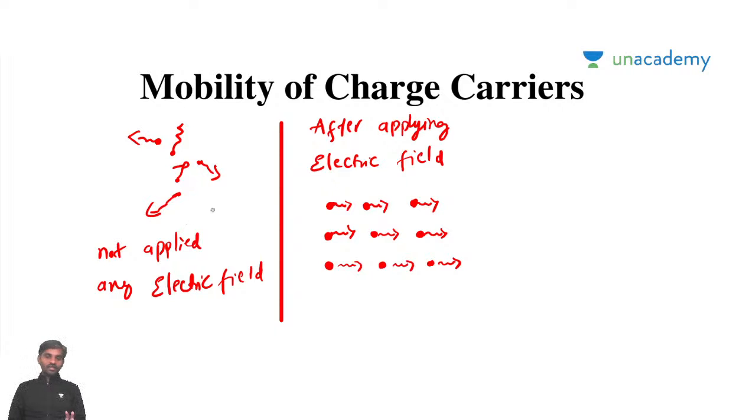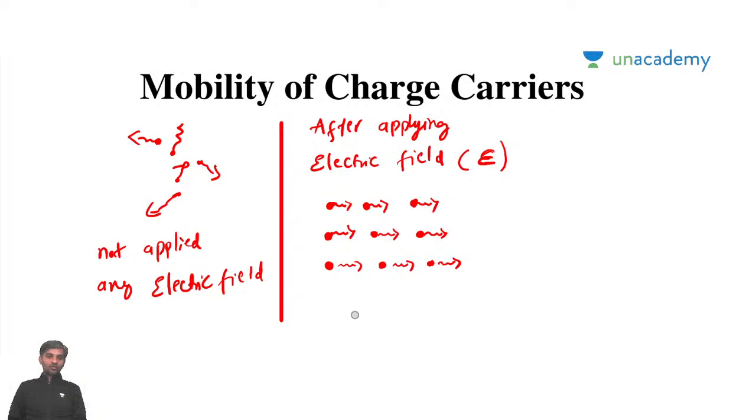Now when you apply some electric field, all these electrons will flow in only one direction, and they will gain some velocity. Let's say you are applying an electric field of E. Assume that this electric field E is applied. The velocity I will call the drift velocity.